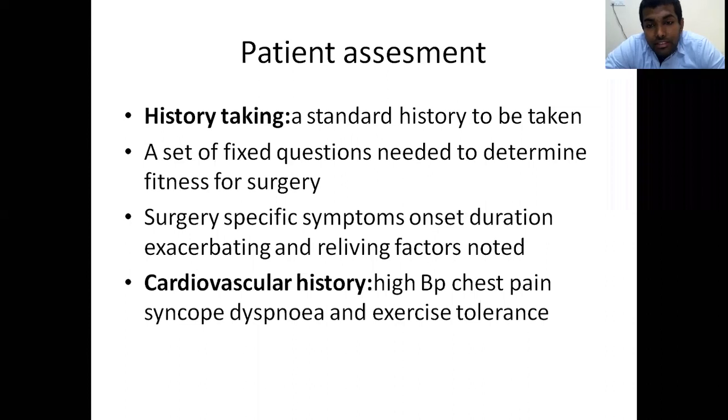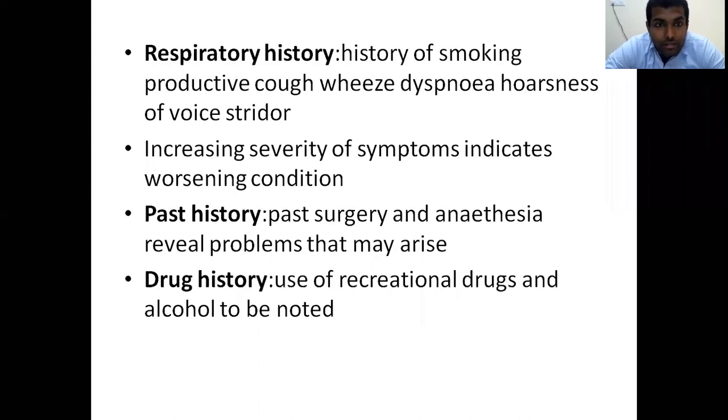Now, surgery specific symptoms need to be asked, like onset, duration, and what are the exacerbating and relieving factors. Now, your cardiovascular history: whether the patient has high BP, chest pain, syncope, dyspnea, and their exercise tolerance levels. Respiratory history includes history of smoking, productive cough, if the patient has wheeze, dyspnea, hoarseness of voice, or stridor. Increasing severity of the symptoms obviously indicates a worsening condition.